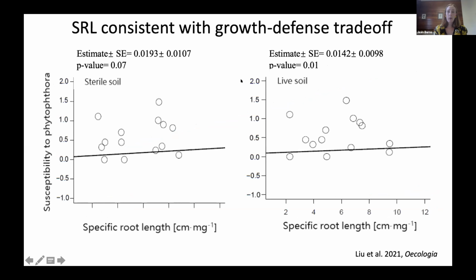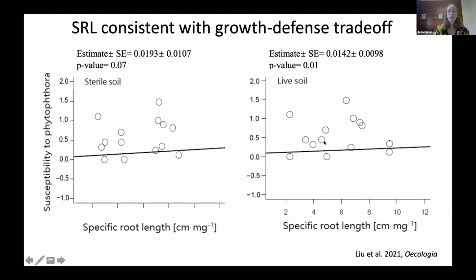And what we find in our initial forays into rhododendron research is essentially consistent with that pattern. It's especially consistent in the live soil treatment. So you see it's statistically significant here in live soil, where again, there's a positive correlation between specific root length and susceptibility to Phytophthora cinnamomi. Each of these points is a single species in a multi-species phylogenetic regression. So the general trend holds and is consistent with a growth defense trade-off.